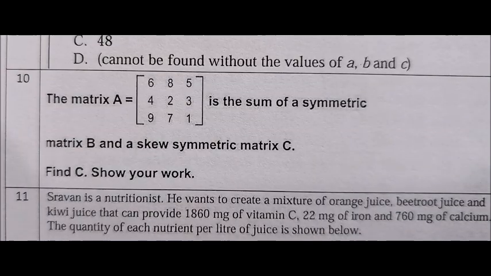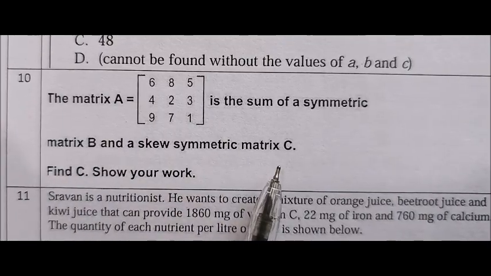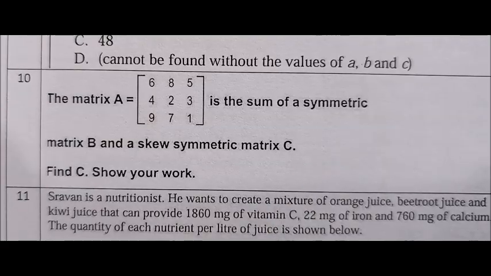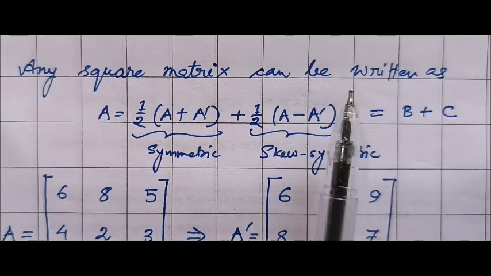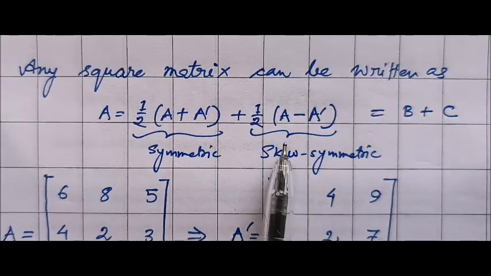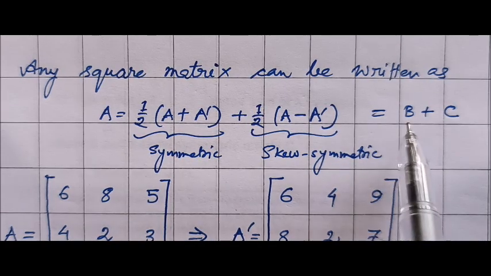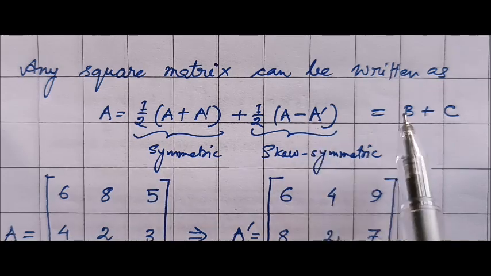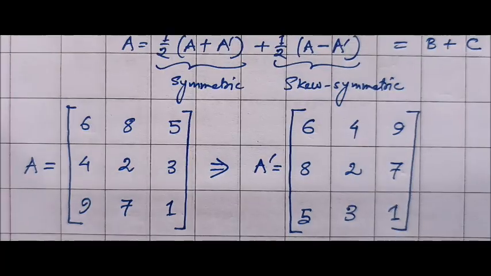Question number 10. In this question, this matrix A is a sum of symmetric and skew symmetric matrix. In fact, we know that any square matrix can be expressed or written as a sum of a symmetric and skew symmetric matrix. So, in this case, the given matrix, if you consider it as A, this A can be written as sum of symmetric B and skew symmetric C. So, this is our given A.